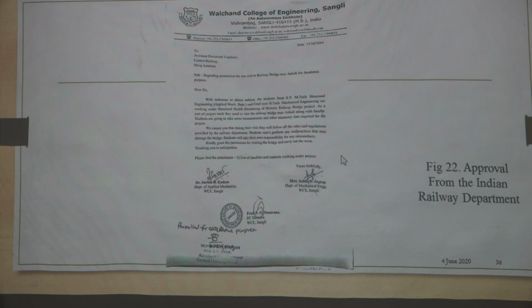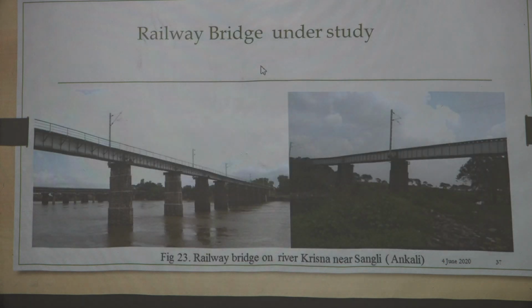This is the permission letter we got from the PWD department, or not PWD, from the railway department. The railway department has given us permission to do the health monitoring of a particular bridge. This is the photograph of the bridge. This is the railway bridge under study.